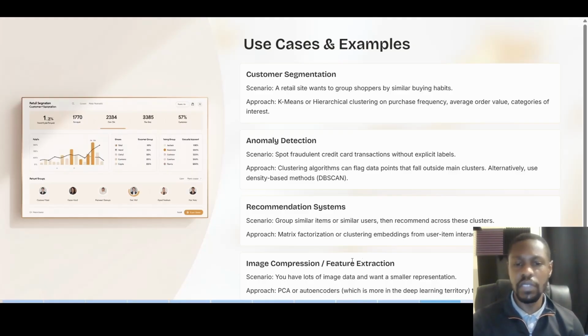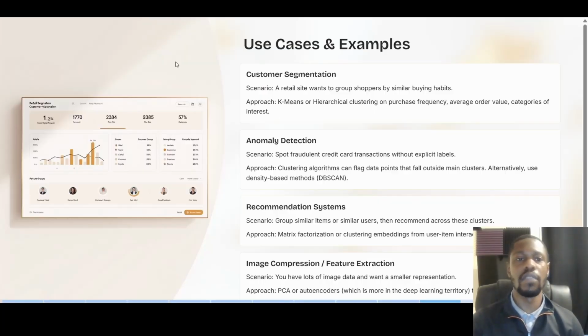Image compression or feature extraction. You have lots of image data and you want a smaller representation. So this is when, of course, we use dimensionality reduction, such as PCA or something known as autoencoders, which is more in the realm of deep learning territory, essentially to reduce dimensionality.